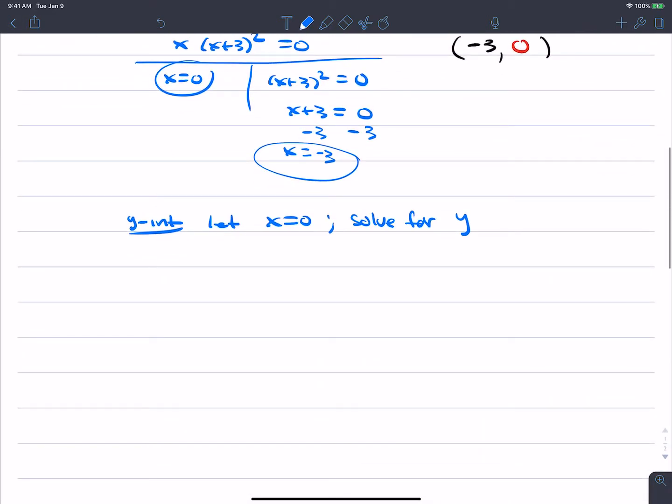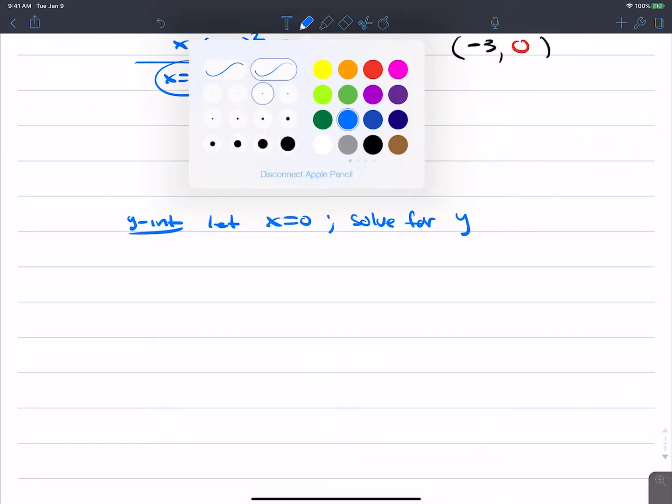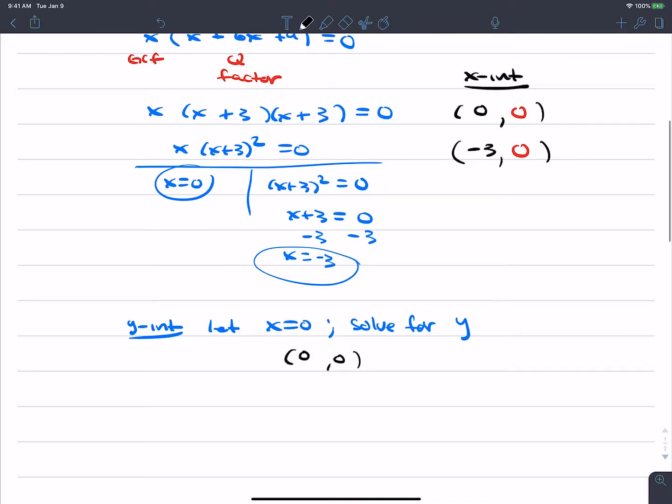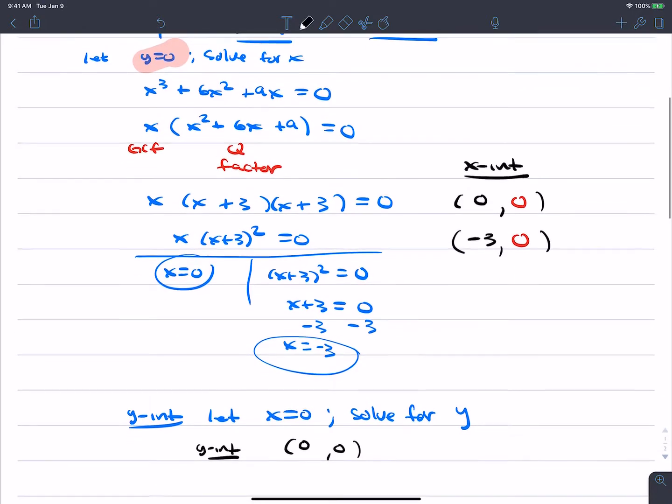So similarly, we have a point for this. This time you let x be 0, and you found that y is also 0. So this is the location of your what? Of the y-intercept. So I've got the y-intercept and I've got the x-intercepts. So there you guys go.